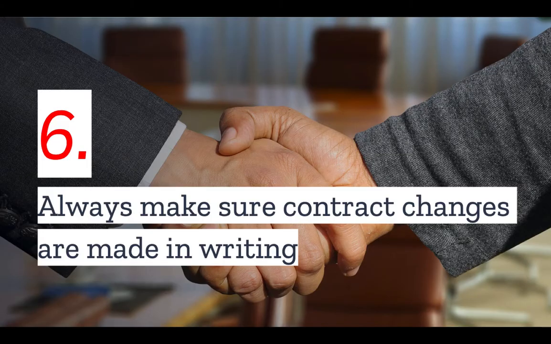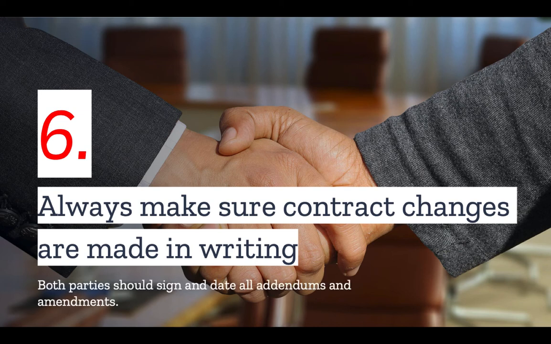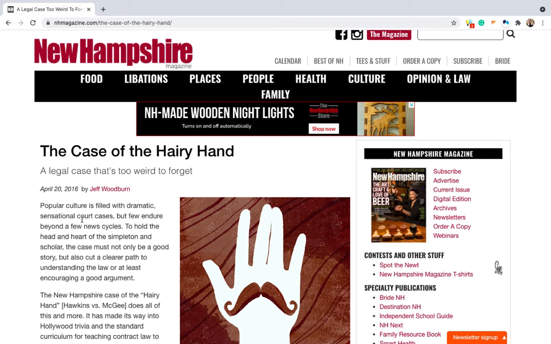Perhaps the most important point here is to always make sure that contract changes are made in writing through either an addendum or an amendment. This is because verbal agreements carry far less weight than written ones in court. In addition, both parties should sign and date all addendums and amendments, and these documents should also be attached to the original contract. But let's return to the unfortunate George Hawkins.